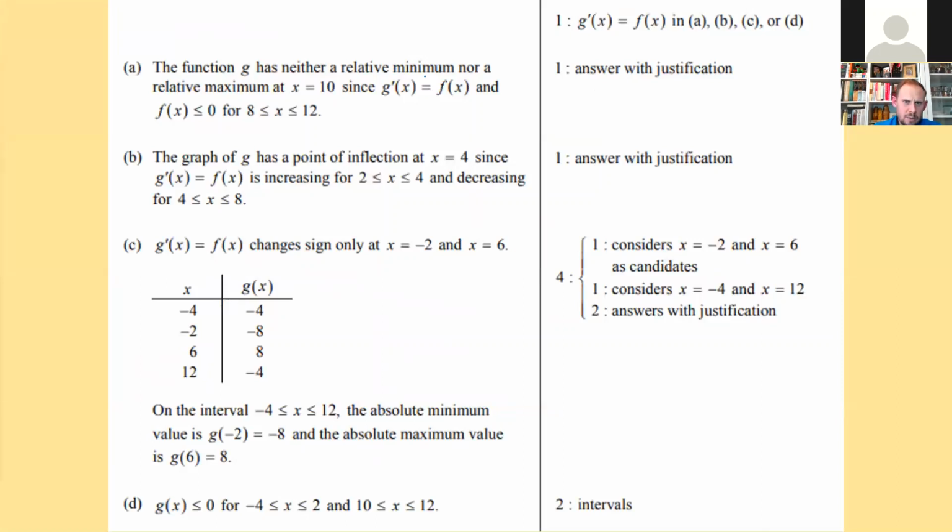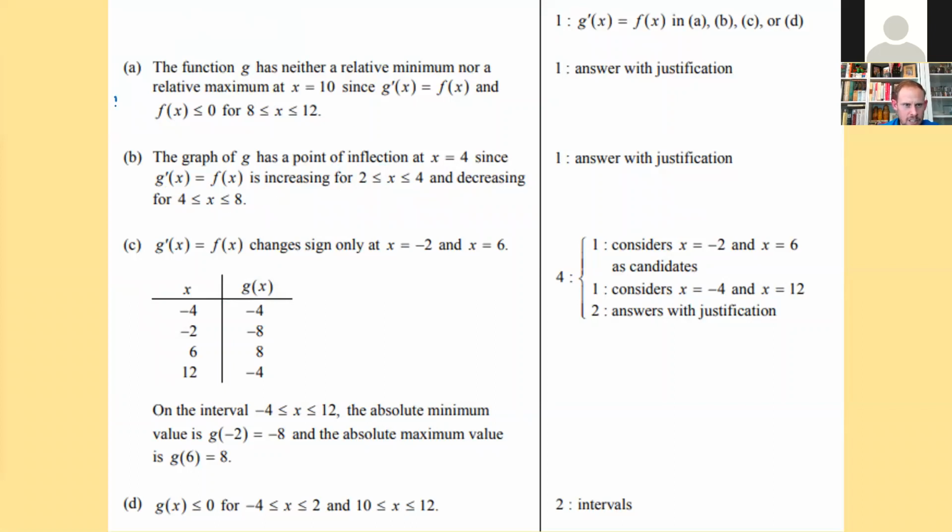The function g has neither a relative min nor a relative max, since g prime equals f, which we said is less than 0, so it was just negative on both sides. That works. The graph of g has a point of inflection at 4, since g prime equals f is increasing and decreasing. Okay, that works. Increasing on one side, decreasing on the other, or concave up and concave down for g.